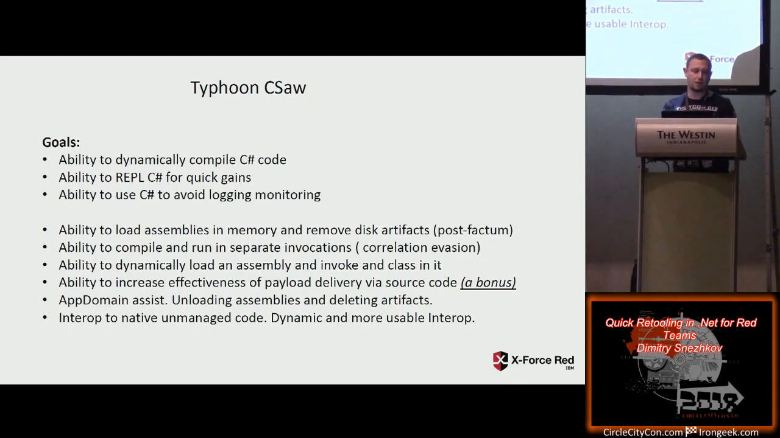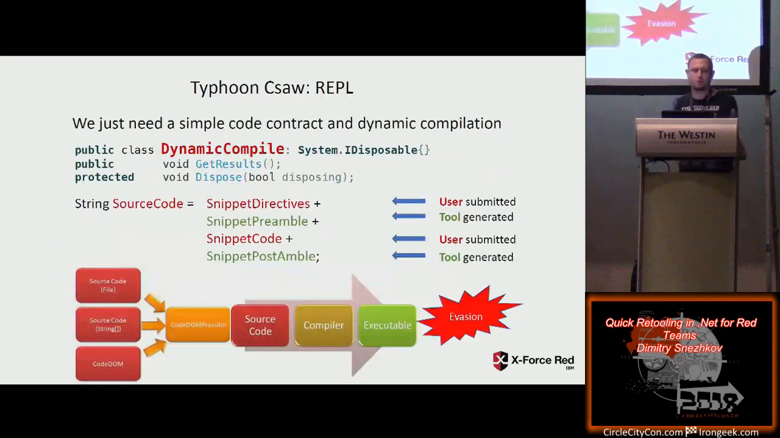Our goals will be to dynamically compile the code, do the REPL, and then try to load assemblies in memory, try to increase our utilization while decreasing the footprint. Okay, so how do we do this? We do this with contracts. So what is dynamic compilation? Well, it's just a string of code. It's your code, it's my code, it's somebody else's code.